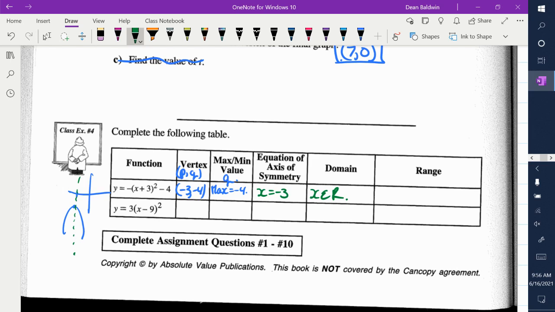What is the range of this graph? I.e., what are the possible y values? We said that there's a maximum of -4, and then what does the graph do? Does it go up or down? It goes down. So all your y values are going to be bigger or smaller than -4? Smaller. So the way you write that is y is less than or equal to -4.